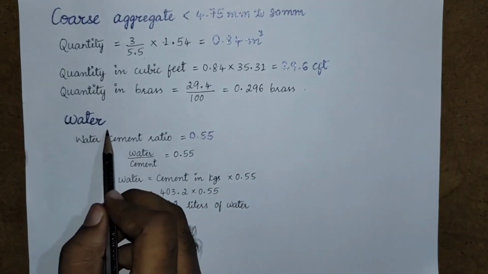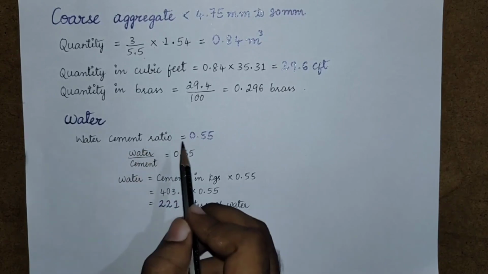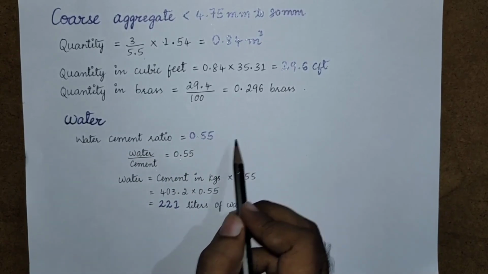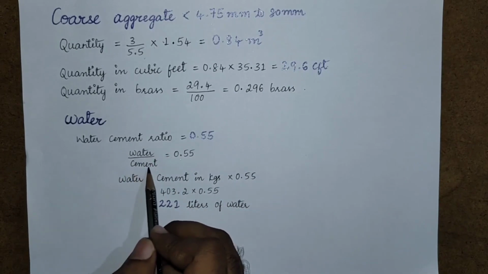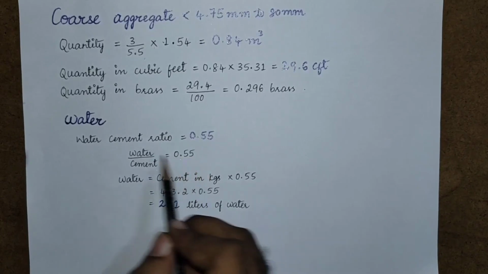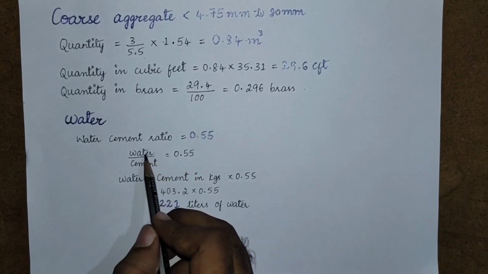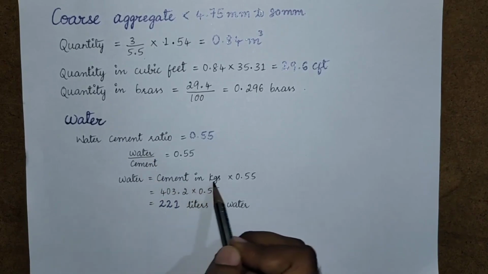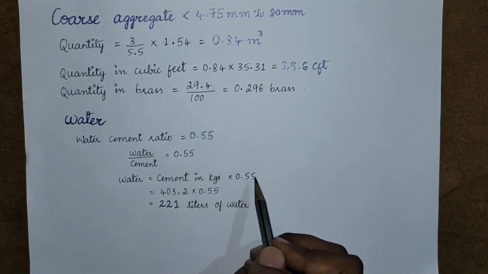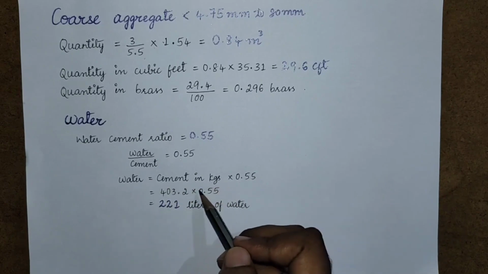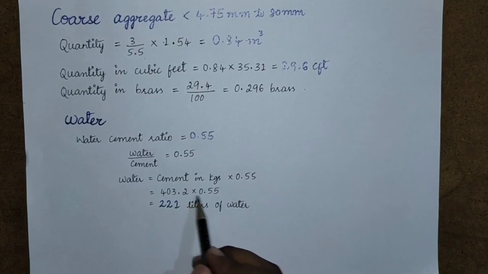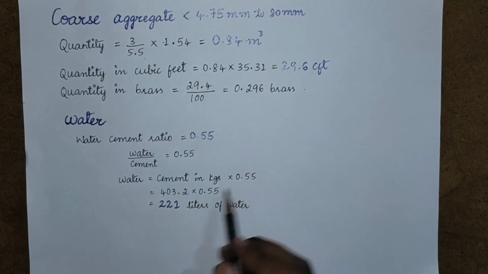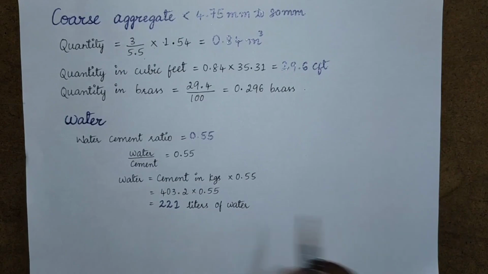Similarly, we have to calculate water. We have considered the water cement ratio as 0.55. What is water cement ratio? Water cement ratio is the weight of water to the weight of cement, which is equal to 0.55. We have to calculate water quantity. So water is equal to cement in kgs multiplied by 0.55. We have calculated cement earlier. So what is that? 403.2. 403.2 multiplied by 0.55. So we get 221 liters of water.